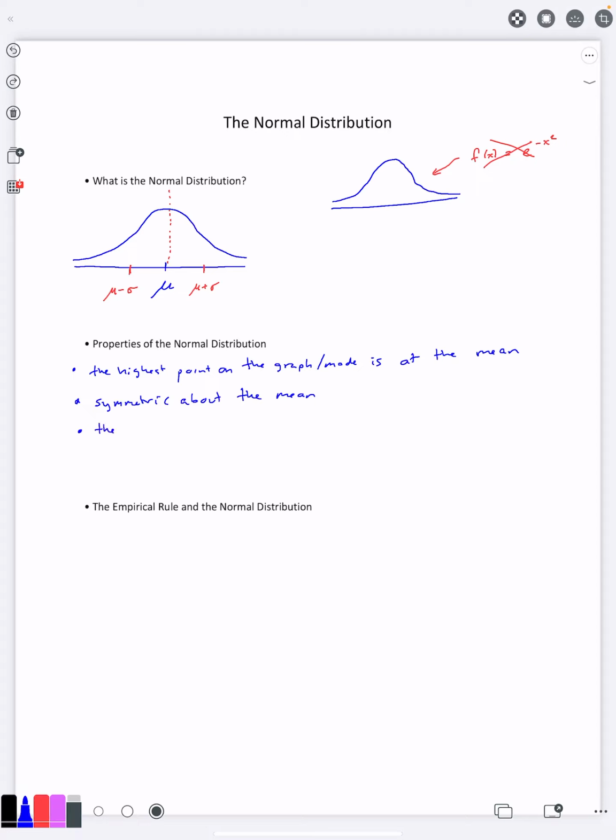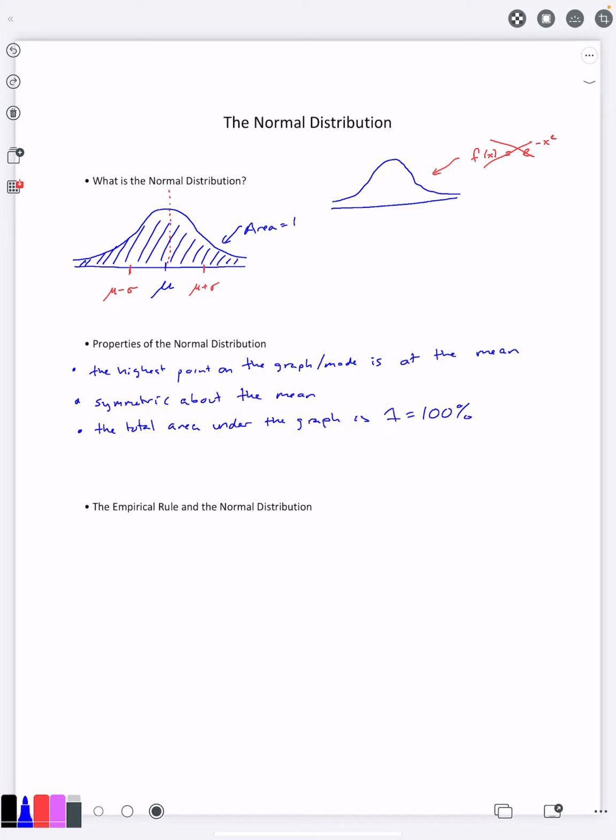The next point I will write down is that the total area under the graph is going to be 1. So if you were to find this whole area in this whole shape, that whole area is 1. And that's going to represent probability. So that 1 is the same as 100%. That goes back to the basic probability idea, that the probability that something is going to happen has to be 100% in order for things to work out. If you add up all the probabilities, you get 100%.